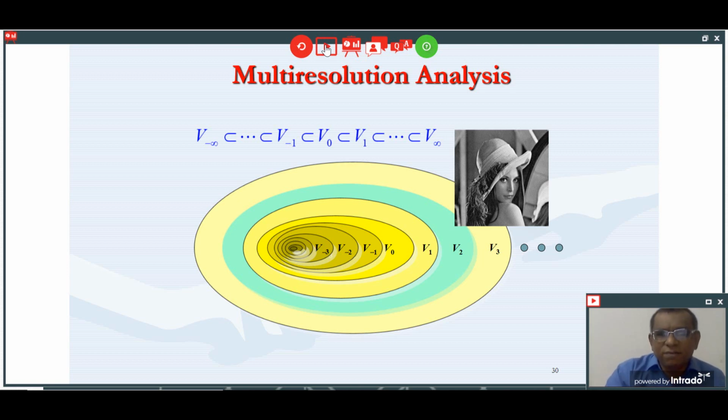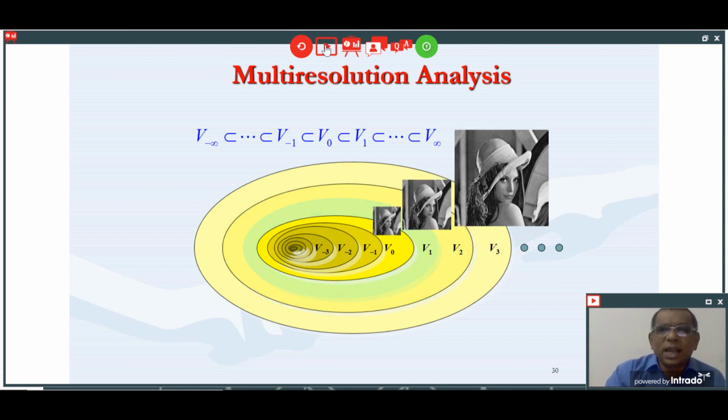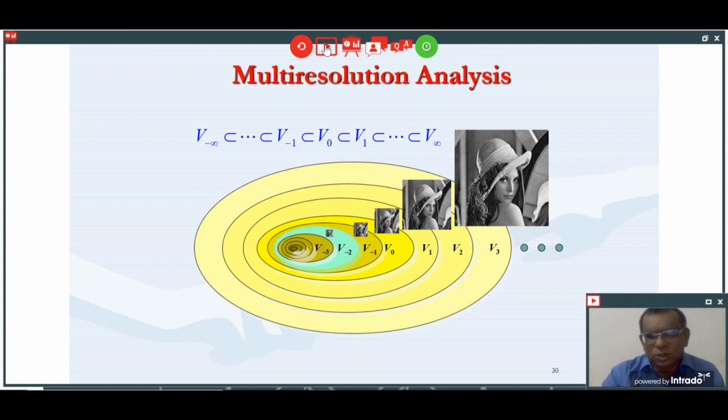The attractive feature of wavelet is multi-resolution analysis. That means we can represent the signal in different scales. See here, the same image, we can represent it in different scales. That idea, we call it multi-resolution analysis. So multi-resolution analysis is the attractive feature of the wavelet transform.